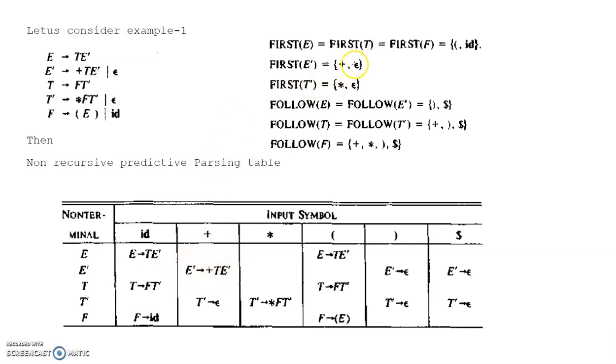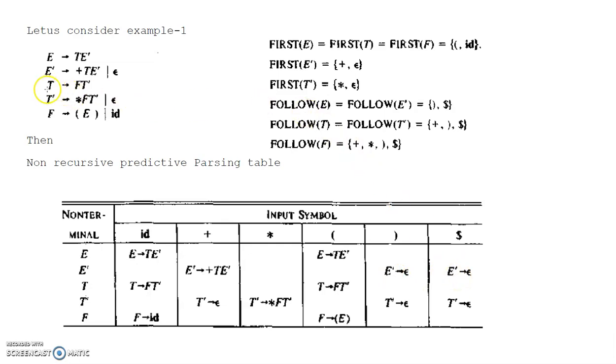And whenever the epsilon occurs, then find out the follow of E dash. What is the follow of E dash? Closed parenthesis comma dollar. For this closed parenthesis and then dollar, we have to add the production E dash tends to epsilon. So that is nothing but E dash row and then closed parenthesis, we have to add E dash tends to epsilon, and for the dollar, E dash tends to epsilon. For the closed parenthesis and dollar, we have to add the follow of E dash symbols, we have to add E dash tends to epsilon.